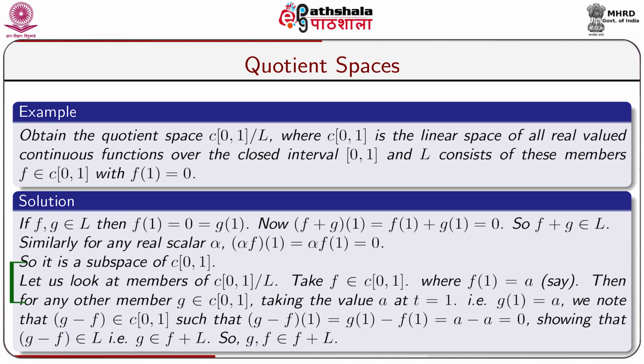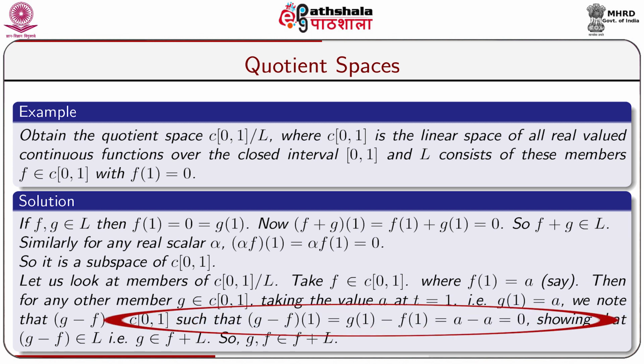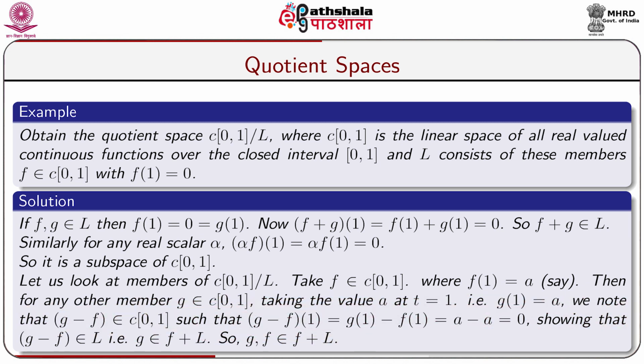Let us look at members of C[0,1] by L. Take f belonging to C[0,1] where f(1) is equal to a, say. Then for any other member g belonging to C[0,1], taking the value a at t equal to 1, that is g(1) is equal to a, we note that g minus f belongs to C[0,1] such that (g minus f)(1) is equal to g(1) minus f(1). As g(1) equal to a and f(1) is equal to a, we see that (g minus f)(1) is equal to 0, showing that g minus f belongs to capital L, that is g belongs to f plus L.